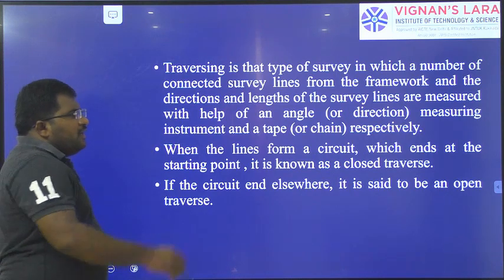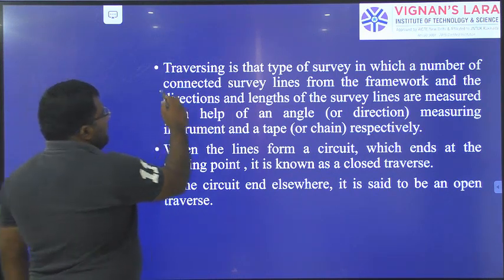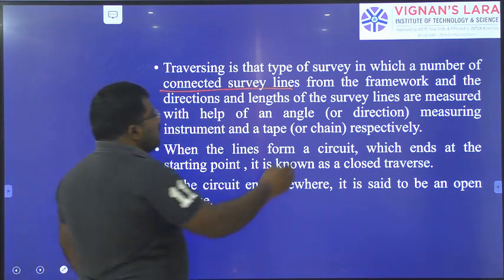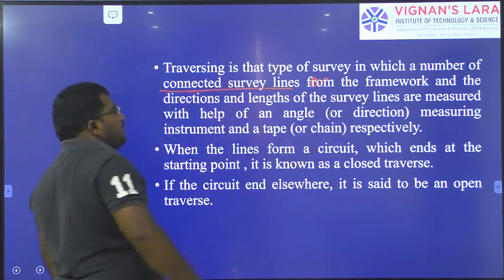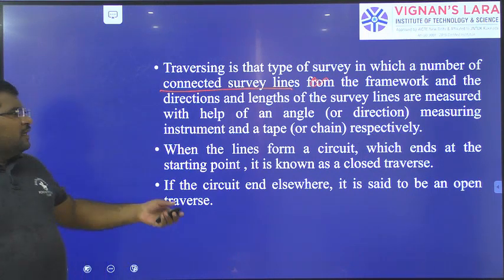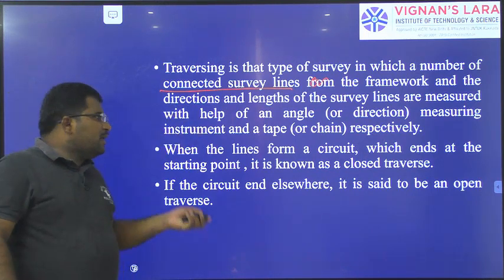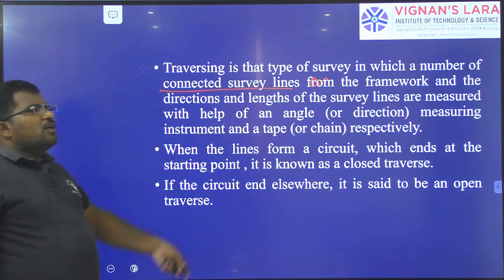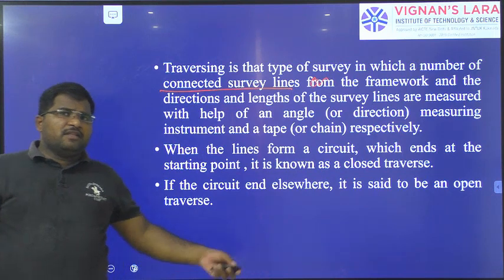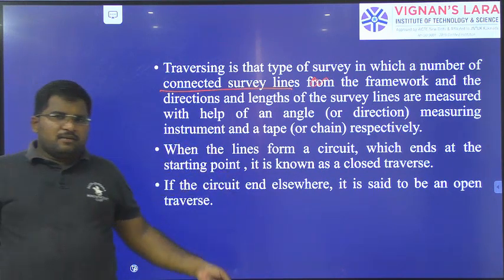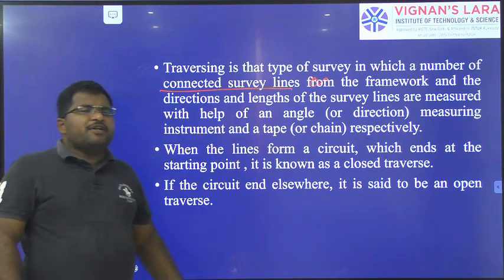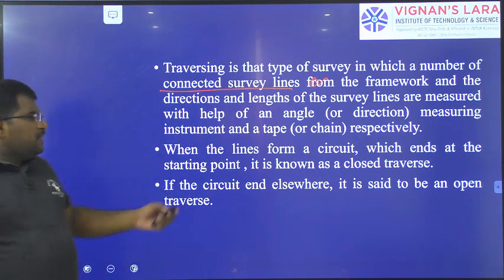This is a type of survey in which a number of connected survey lines form the framework. So these form the framework, and that framework is going to have the directions and lengths. Direction is measured in terms of angle, with the compass or any other equipment like a theodolite, and linear distances are measured with the help of the tape or chain.